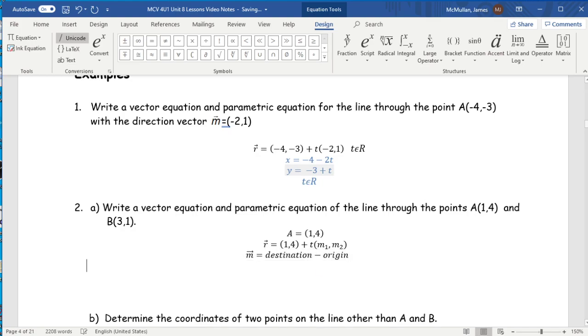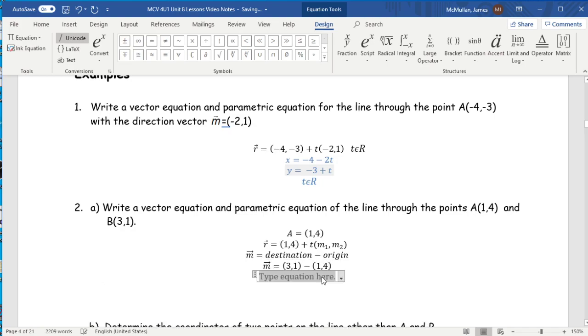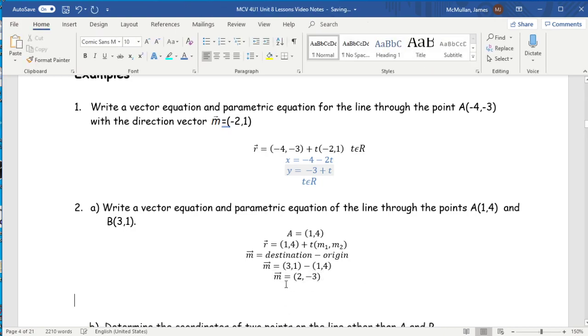We know a destination and an origin on this line, which is, let's say, 3, 1 is our destination and 1, 4 is our origin. Then vector m would be equal to -2, positive 2 and -3. And that would be our direction vector.